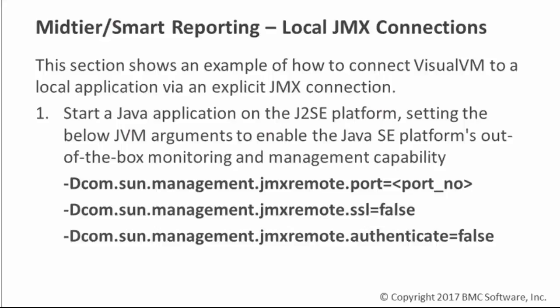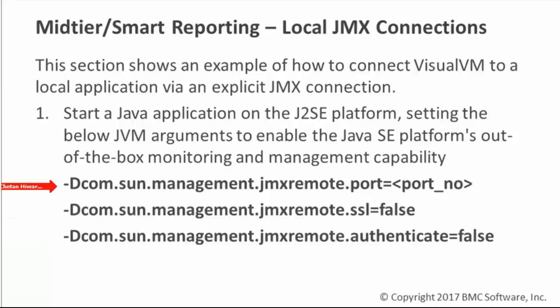Let's first see how a Midtier or Smart Reporting application can be connected locally to a JVisualVM instance. For that, the first thing we need to do is add these 3 JVM arguments to the Java options of the Tomcat process where these applications are running.